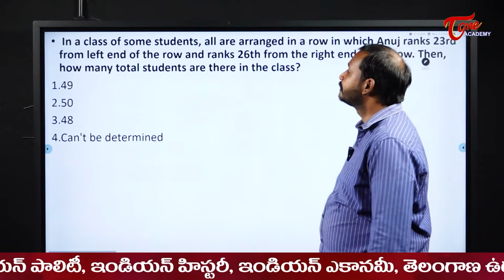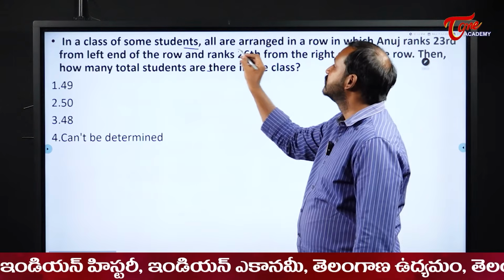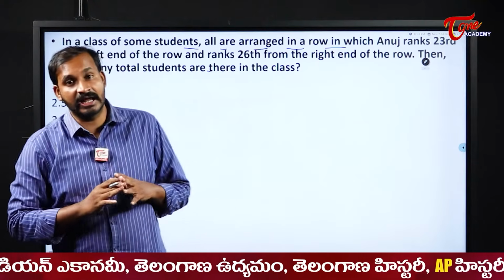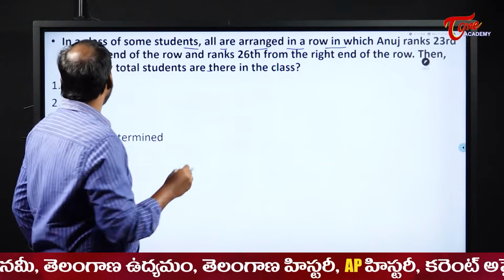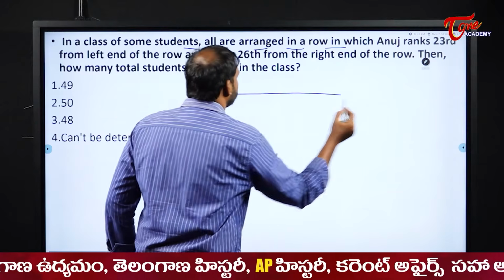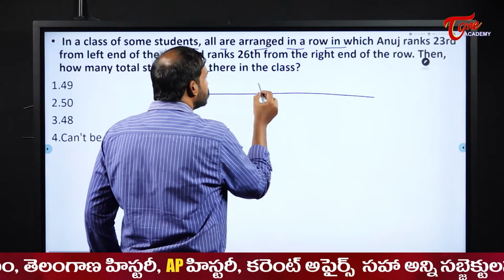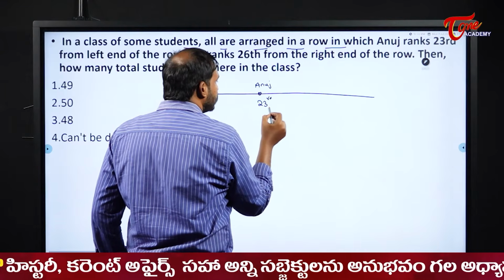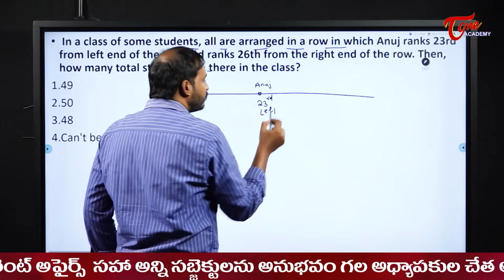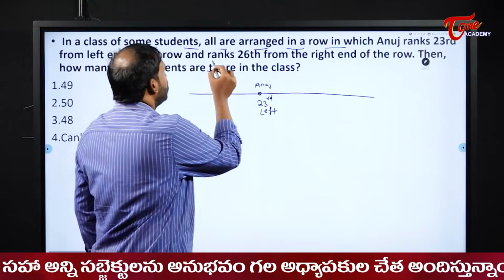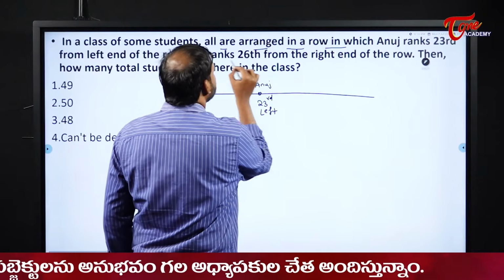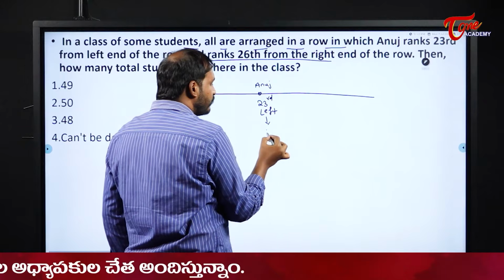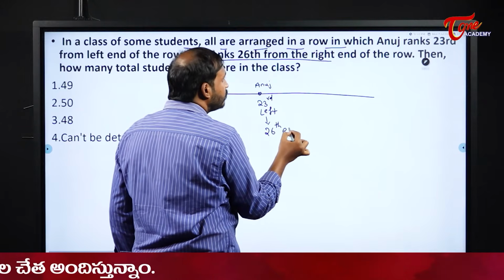Next one. In a class of some students, all are arranged in a row. Some students are there and all are arranged in a row. Anuj ranks 23rd from left. This is what? Left. Okay. 23rd from left. And ranks 26th from the right end of the row. Same Anuj. He is 26th from the right end of the row.